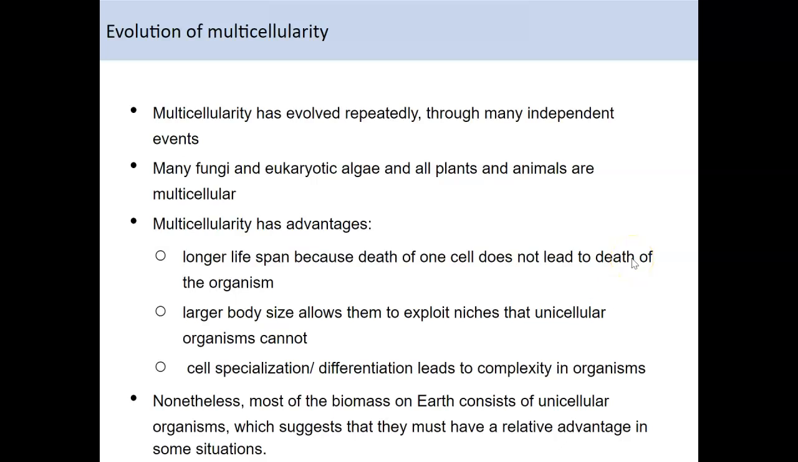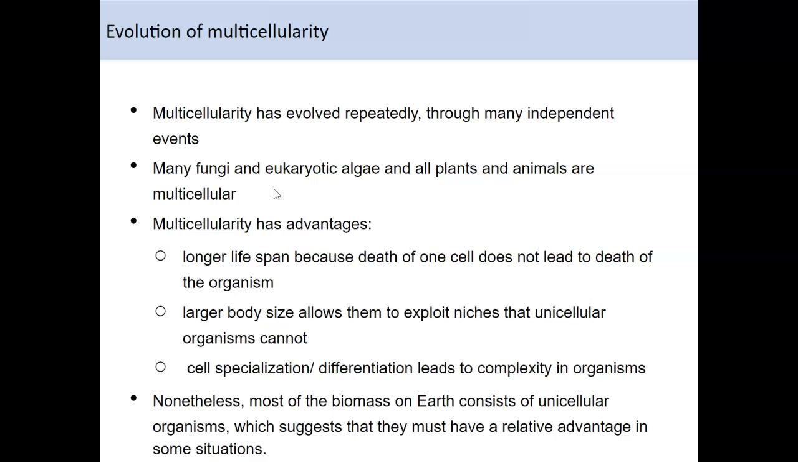At some point, multicellularity had to evolve, right? We don't just have unicellular organisms, now we have multicellular organisms. And this would have had to have evolved repeatedly through many independent events. So it's not like there's a single common ancestor that was multicellular. This happened multiple times throughout evolutionary history. Multicellular organisms are present throughout all 4 eukaryotic kingdoms. So many fungi, many protists, including some algae, and then all plants and all animals are multicellular.